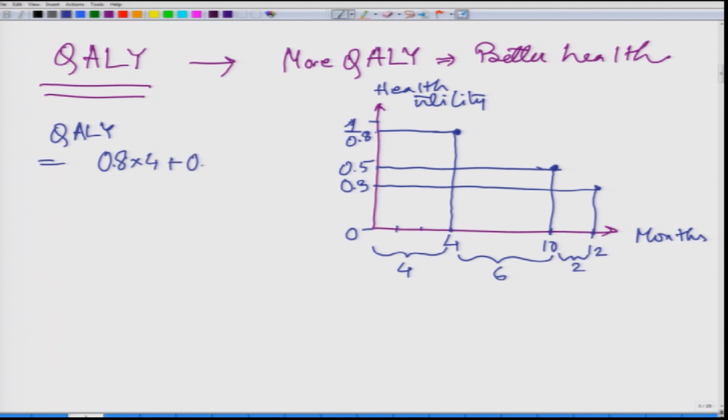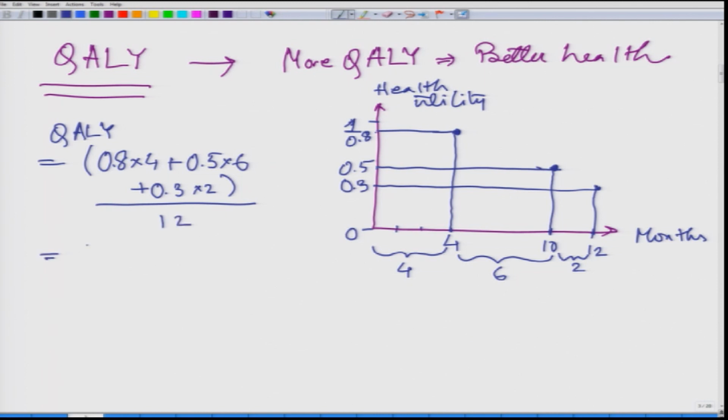plus 0.5 into 6 plus 0.3 into 2. This is the total QUALY for 12 months. I will take an average, isn't it? Yeah, divided by 12, right?